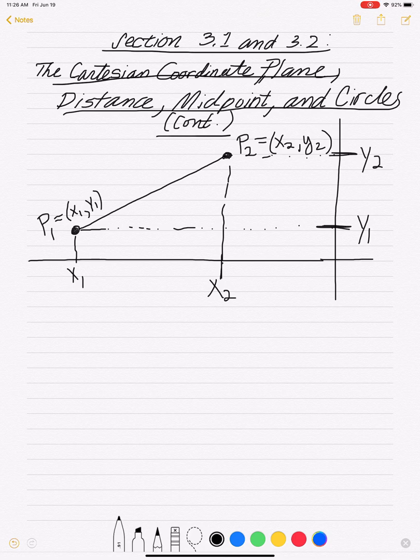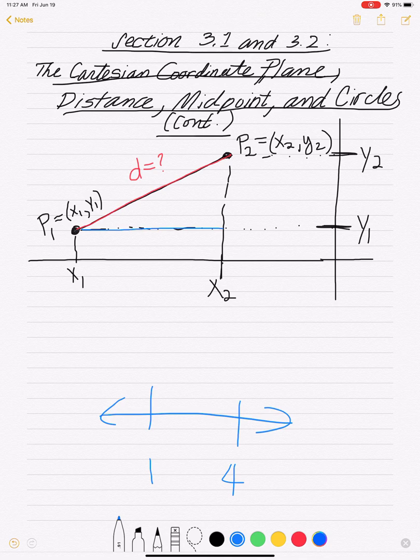Now, we're interested in something called distance. I'm going to make this red right here. The distance, d. We don't know it, right? Trying to find that. So first of all, I'm going to figure out the distance between x1 and x2. If I had a number line here with a number 1 and a number 4, the distance there would be 3. On a flat number line, you take 4 minus 1 to get 3. So for the distance between x1 and x2, you take the larger number minus the smaller number, so x2 minus x1.